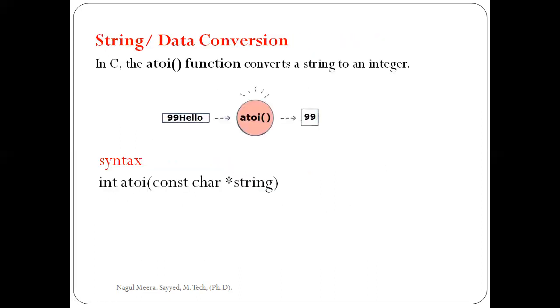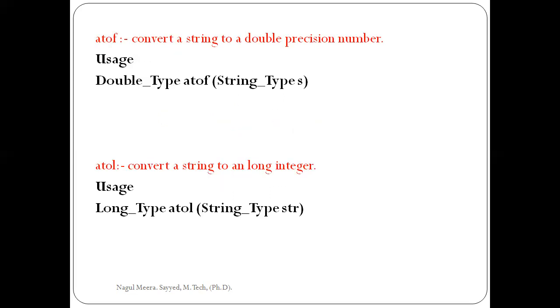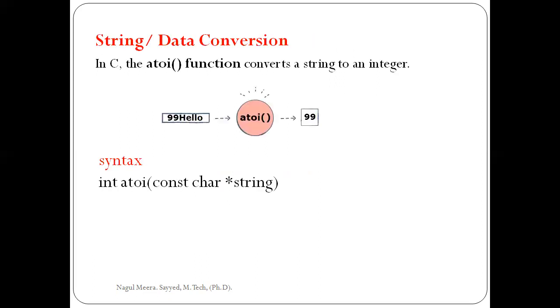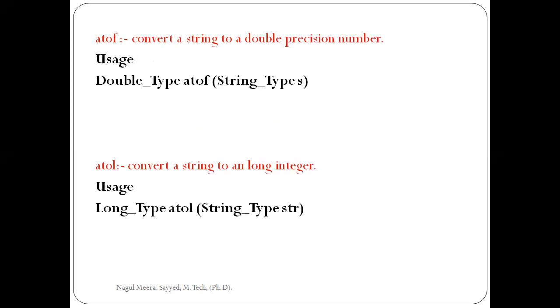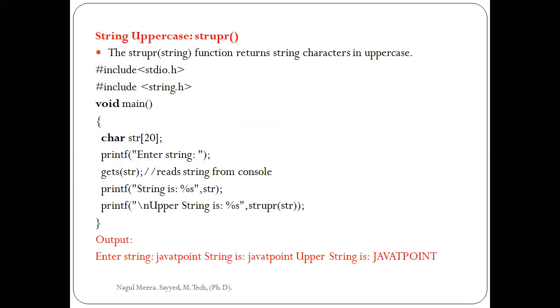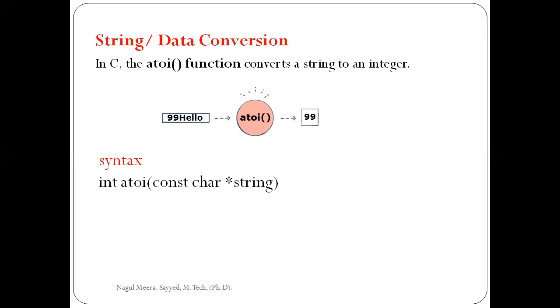So this is about our string or data conversion. Simply, I am explaining the three functions. First one is ATOI, next one is ATOF, next one is ATOL. I am repeating again: the ATOI function is used to convert string to integer, ATOF is used to convert string to double, and ATOL is used to convert string to long integer. These all are string or data conversion functions.